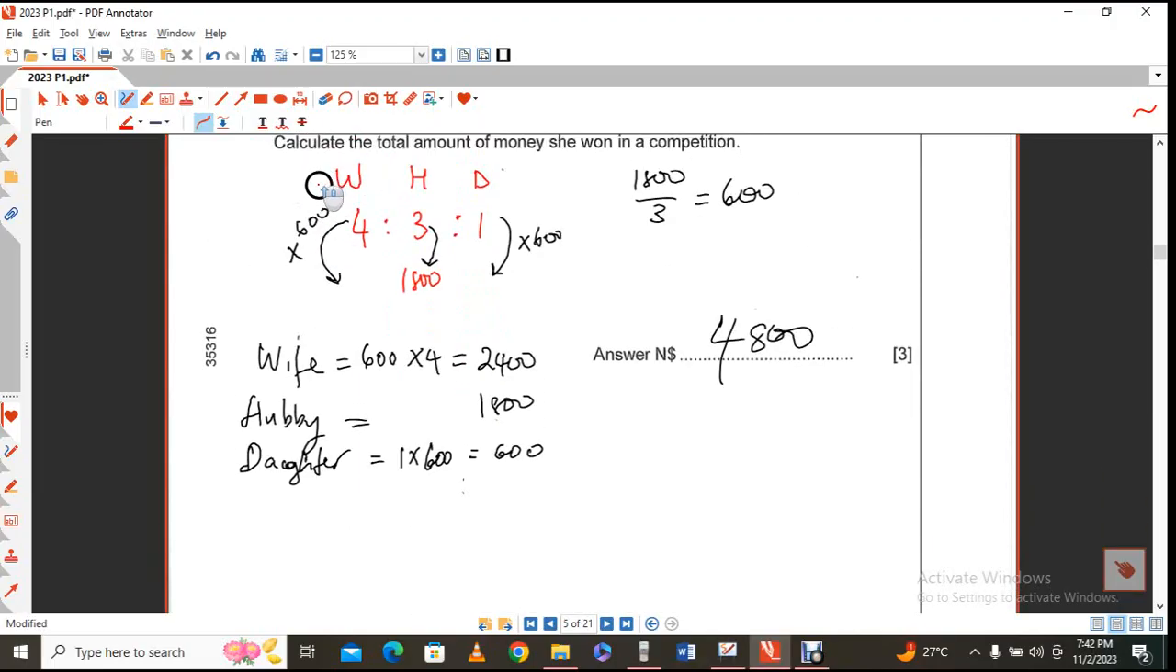Once we're given the total amount and the question asks what the wife gets, what the husband gets, what the daughter gets, then you can use that method. All right, let's continue.